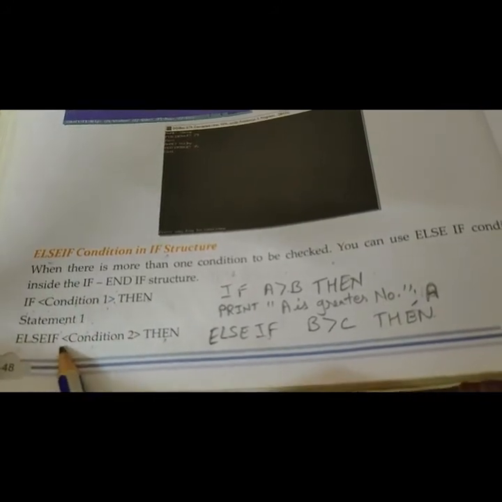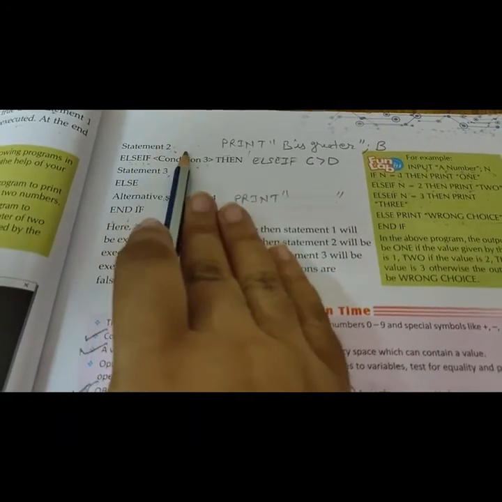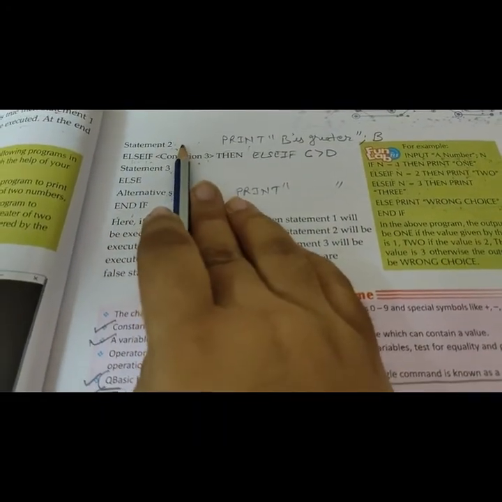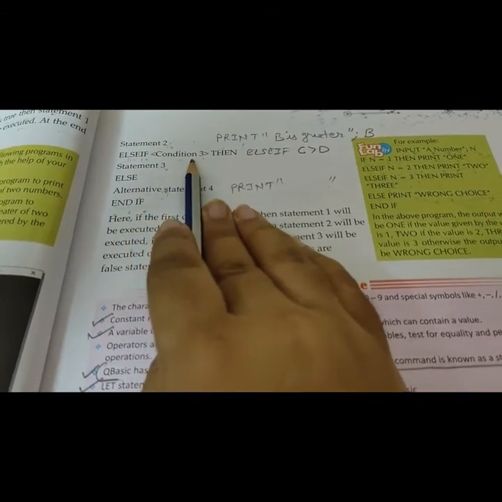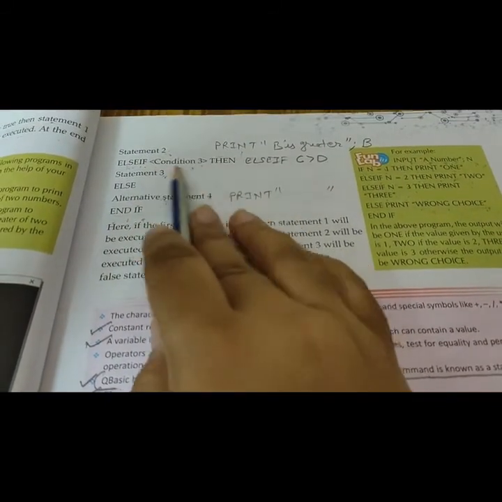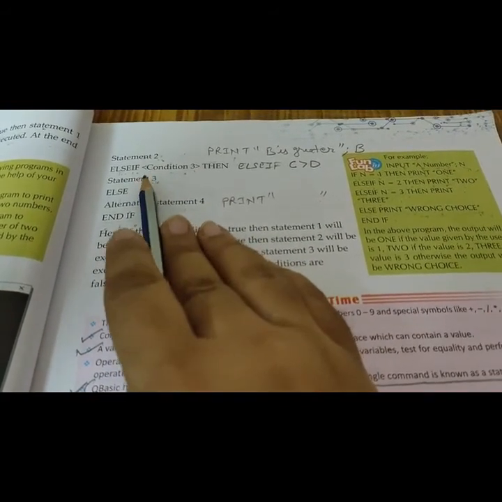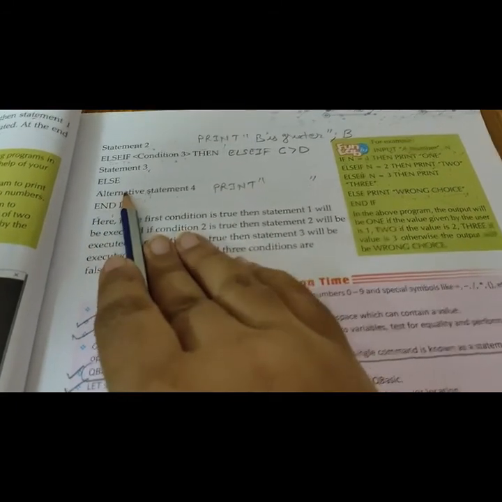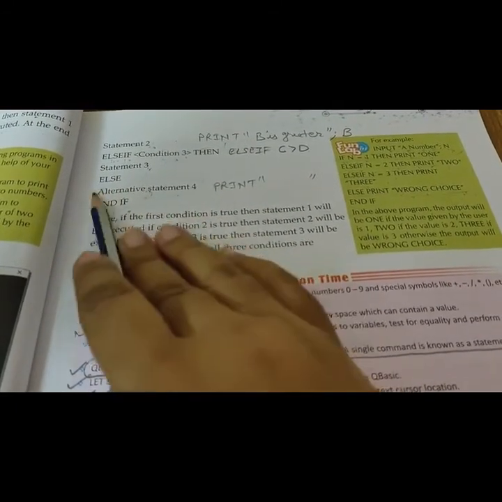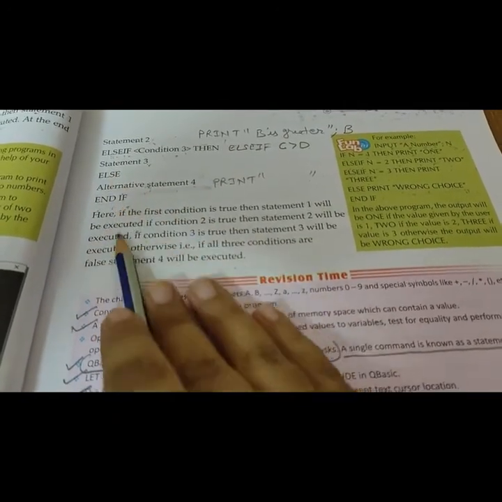If condition 1 is false, then it will jump to the else if statement. If else if is true, then it will print statement number 2. If else if is false, you will jump to condition number 3. If this condition 3 is true, then it will print statement 3. If all the else ifs are false, then it will print the alternative statement, meaning the last statement of else.